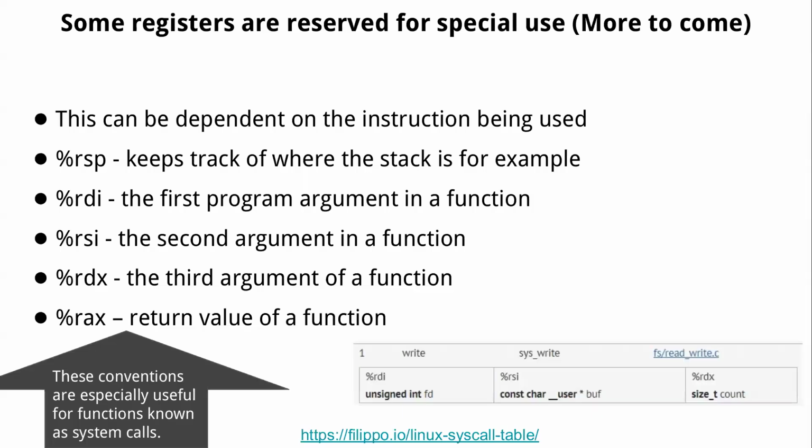So in this case, we have 3 parameters for that system call, and all of them will be passed to that function write using those registers.